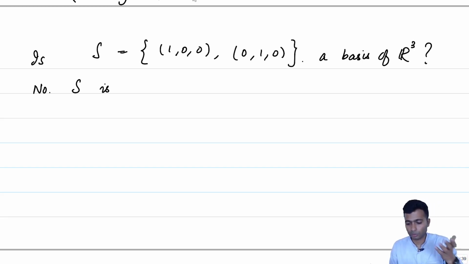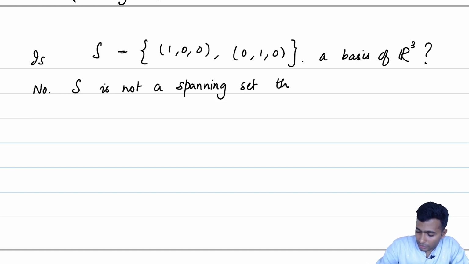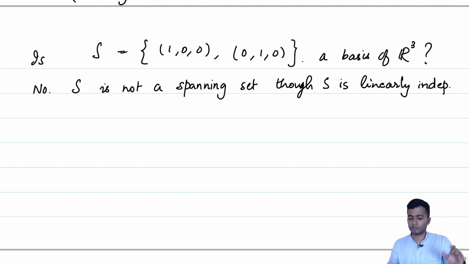In fact, we notice that (0, 0, 1) will not be in the span of S here. So this is not a spanning set, though S is linearly independent. These two examples highlight that both properties, being a spanning set and being a linearly independent set, should be satisfied. Even if one of them fails, it will not be a basis. So it's a basis only if both the properties are satisfied. So yes, this is not a basis.